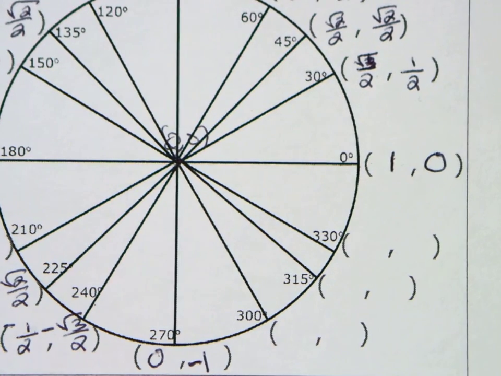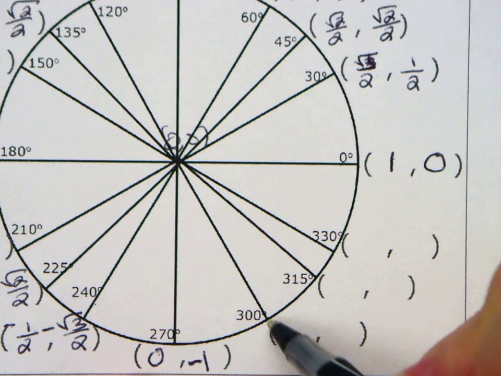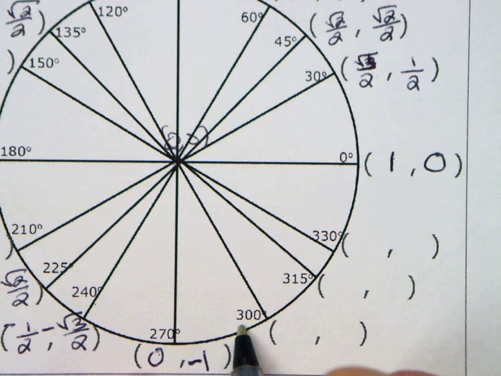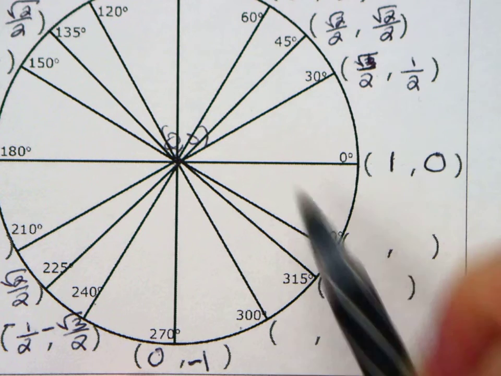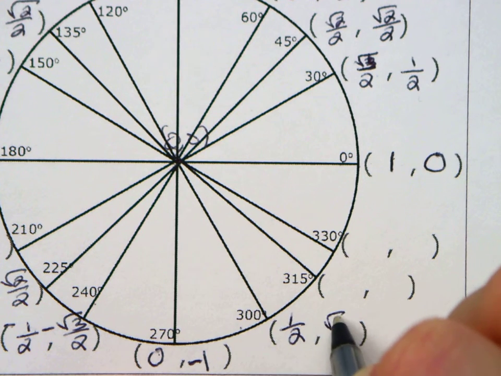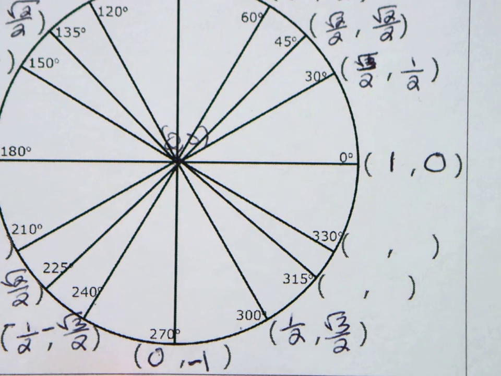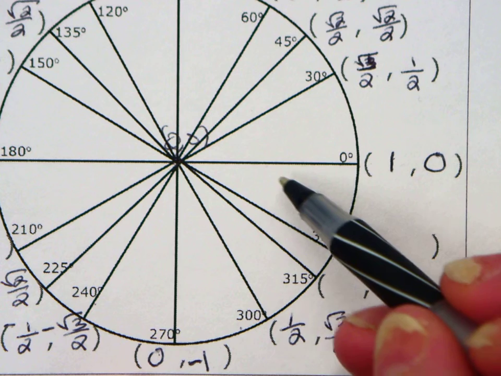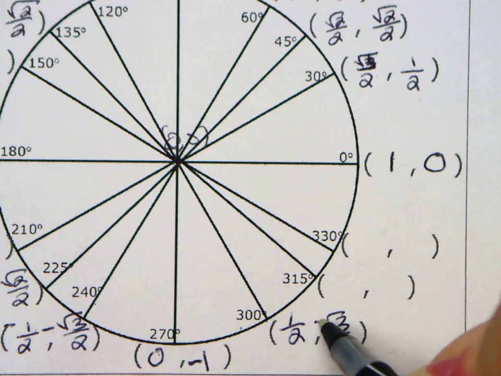What's our rule for quadrant 4? 360. 360 minus 300 is 60. So cosine of 60 is 1/2. Sine is radical 3 over 2. What's negative in this one, though? The y values. We're going over and down. So the y values are negative.